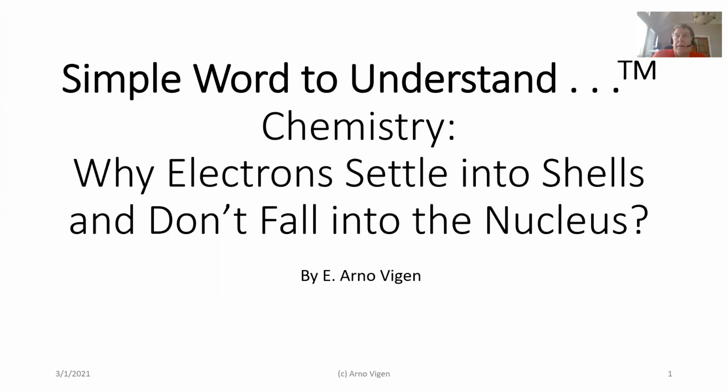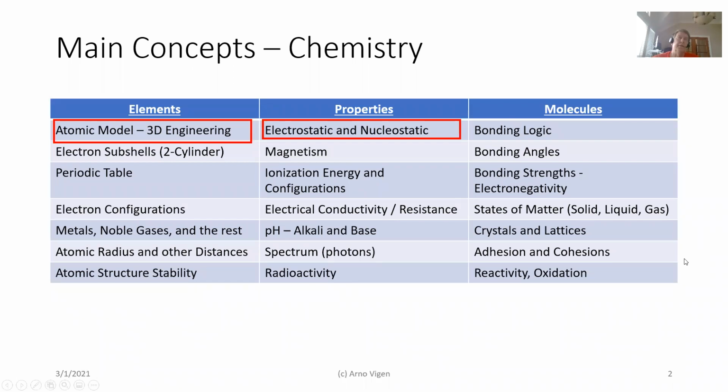Why electrons settle into shells and don't fall into the nucleus. There are many concepts in chemistry, but the most basic is an atomic model. That is 3D engineering as to why things build up like they are. Specifically, the important part of this is the properties, the forces that are involved, the electrostatic and the nucleostatic, also called the nuclear forces. With those, we'll get an understanding of the most fundamental part of building an atomic model of the universe.